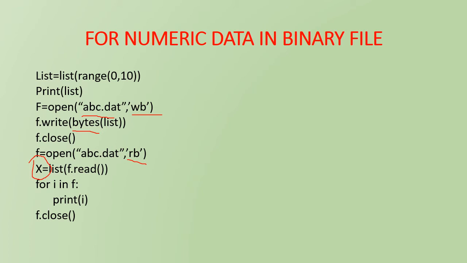And after that, the first operation on a data file is to open it. So we have opened it. We wanted to write the list, but we wanted to write the list in binary form. That's why we are using the function called bytes. And similarly, we wanted to read it. For that we are just using the function f.read(). Since it's a list, we wanted to read it as a list, so we are using list of f.read().